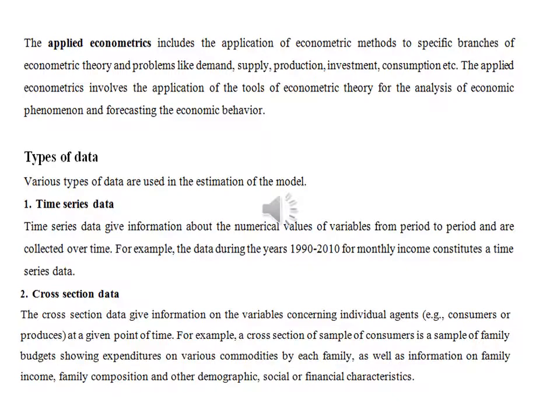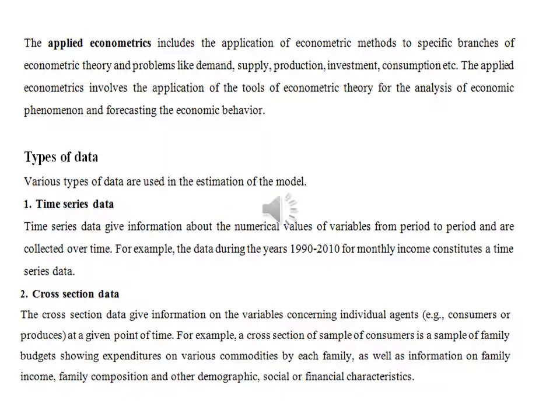Applied econometrics includes the application of econometric methods to specific branches of econometric theory and problems like demand, supply, production, investment, consumption, and so on. Applied econometrics involves the application of the tools of econometric theory for the analysis of economic phenomena and forecasting the economic behavior. What are the types of data in econometrics?